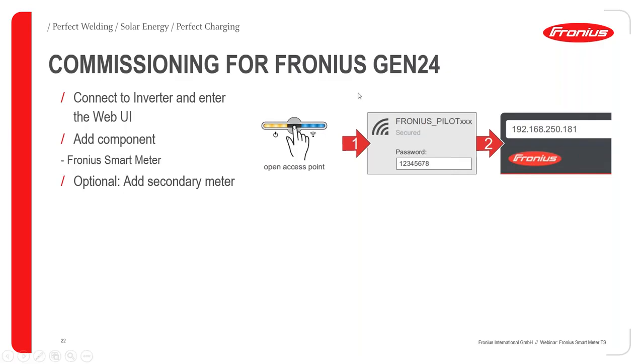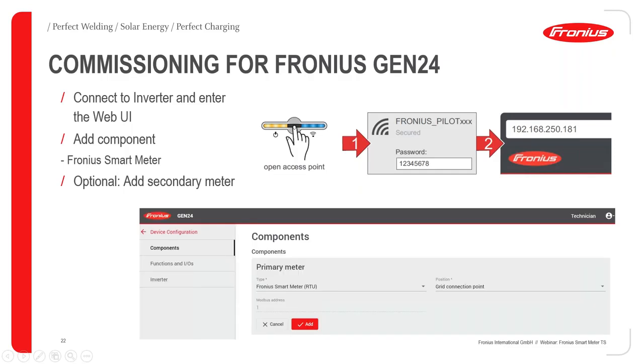And if we're using the app, then we will be directly forwarded to this web UI. And when we go there, we simply need to add another component. So we go to device configuration, components, and then we say we want to add another component. Select the primary Fronius Smart Meter here, and simply choose the position. So if it's on the grid connection point, the feed-in point, or if it's in the consumption path.